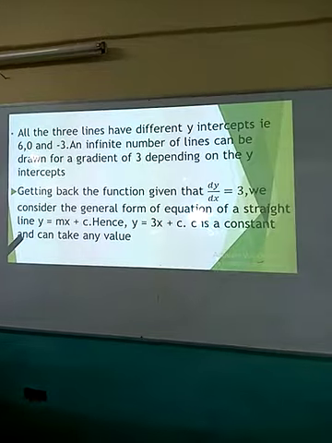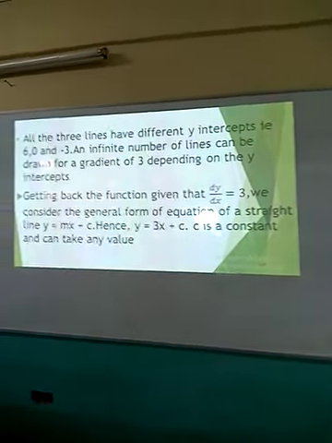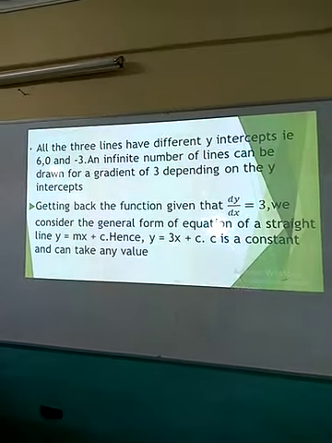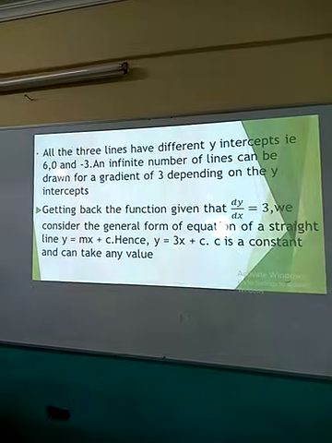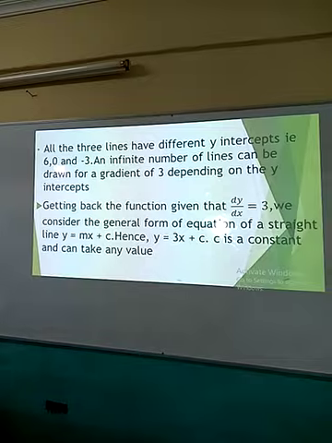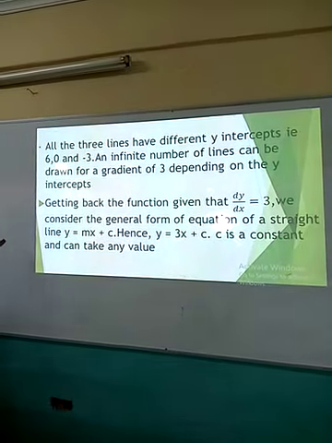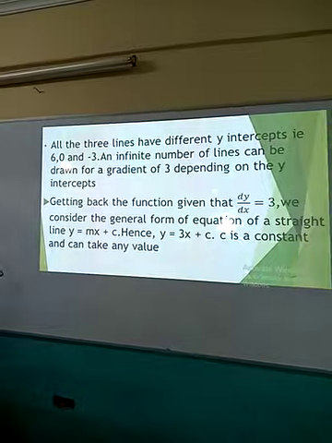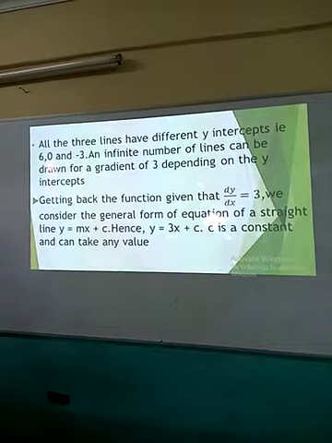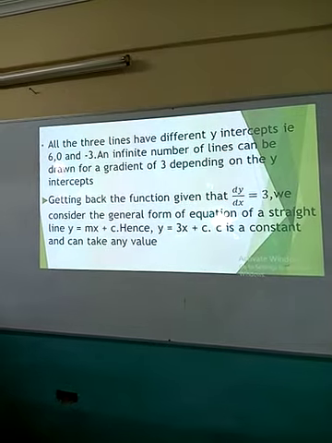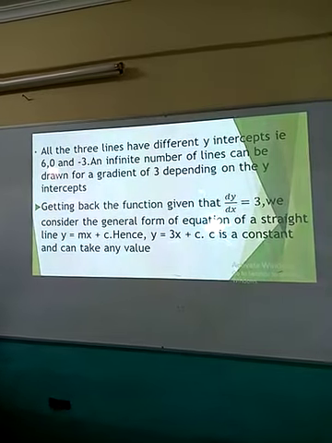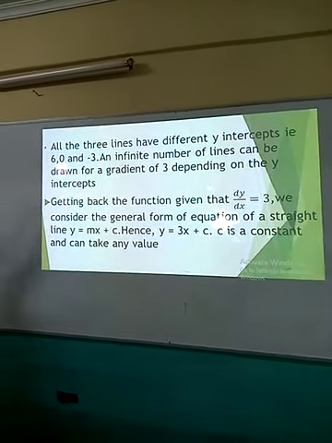What you can notice from the 3 lines is that all the 3 lines have different y-intercepts. You can see the first one has a y-intercept of 6. The second one has a y-intercept of 0. The third one has a y-intercept of -3. Meaning that if these 3 lines are drawn, then they will cross the y-axis at 3 different points. The first one will cross at 6, the next one at 0, and then the next one at -3.